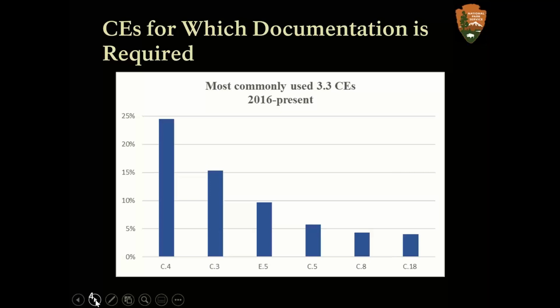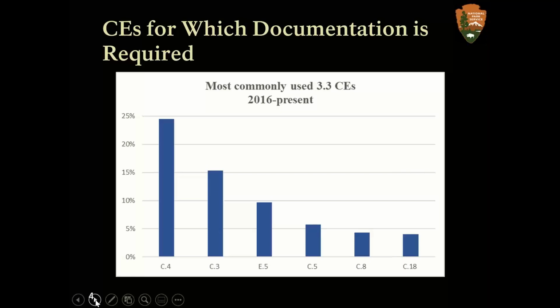Next, we'll talk about CEs that require documentation. From 2016 to 2021, approximately 30,000 NEPA reviews were completed in PEPC using a 3.3 CE, or a CE that requires documentation. Really quickly, before we talk more about CEs requiring documentation, I'll review the CEs which are most commonly used in the Park Service.